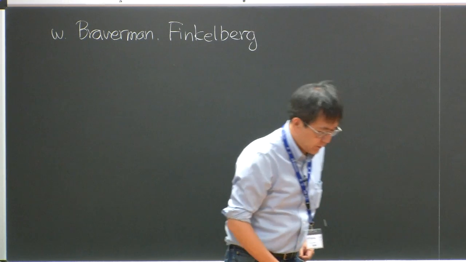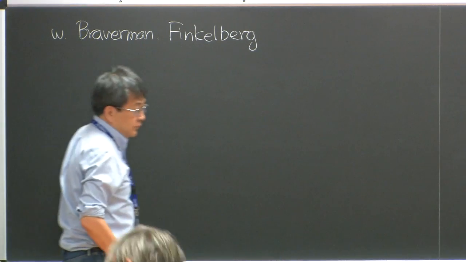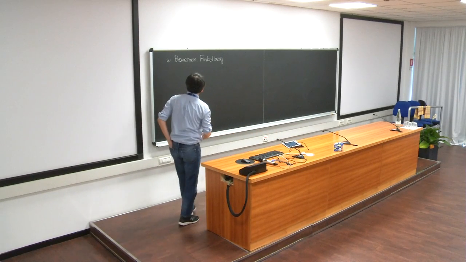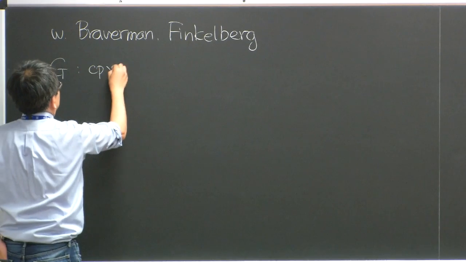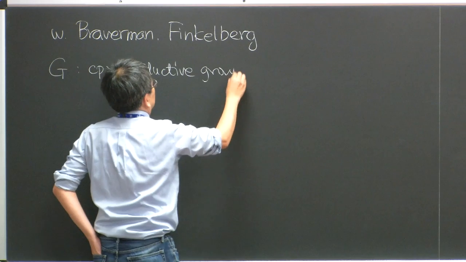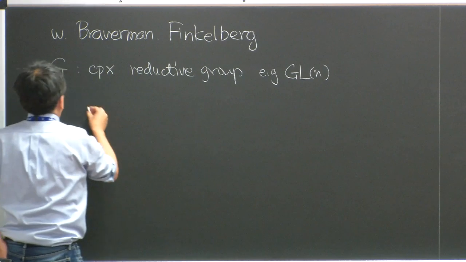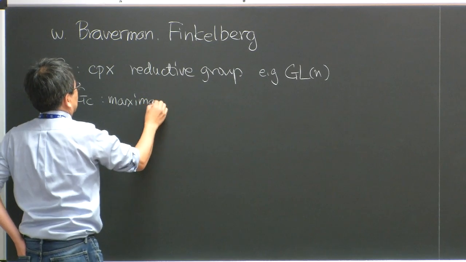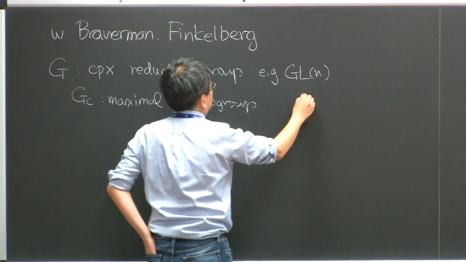So the first talk is about motivation and some basic idea behind our mathematical definition of the Coulomb branch. The input data is the following. G is a complex reductive group, say the general linear group. And sometimes we also consider a maximal compact subgroup. So for GL_N, it's a unitary group.